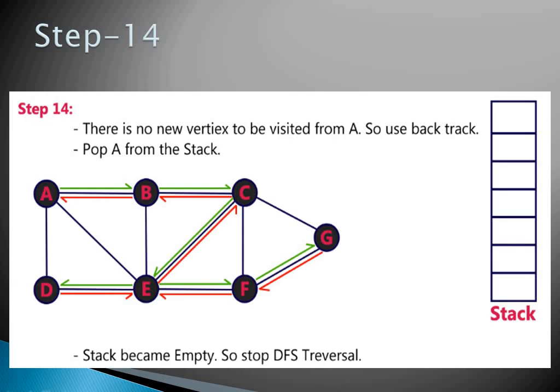Now in the next step, you have to check that the next vertex to be removed from the stack is A, right? There is no vertex to be visited from A, so we'll again use backtracking, and we are popping this element from the stack. So we'll remove this element from the stack. Okay, now you can see that the entire stack is empty here. So the stack becomes empty, so stop the DFS traversal.